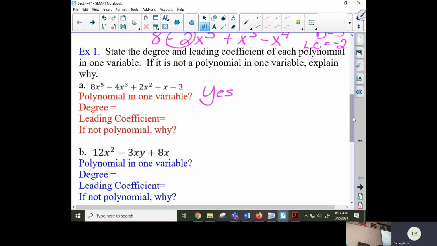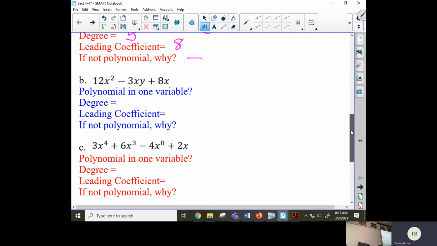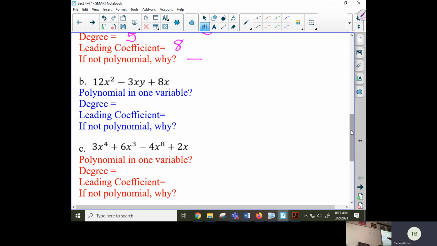If it is, then you say what the degree is. What's the degree of this one? 5, yep, that's the highest power, and the leading coefficient is the 8. And this we wouldn't have to do because it is a polynomial. How about this next one? Is it a polynomial in one variable? No, because of this xy, so down here we'll just say xy term. And then you don't worry about degree or leading coefficient.